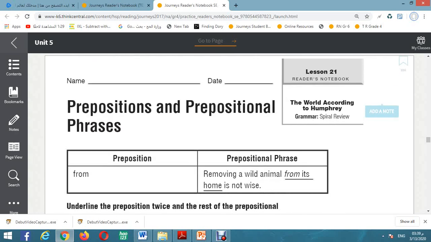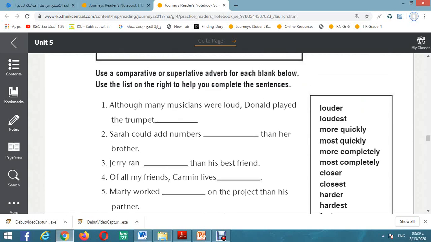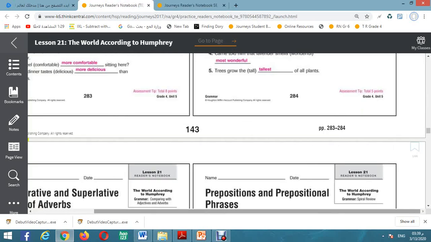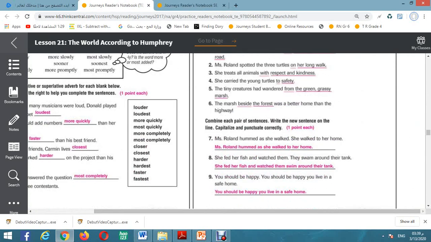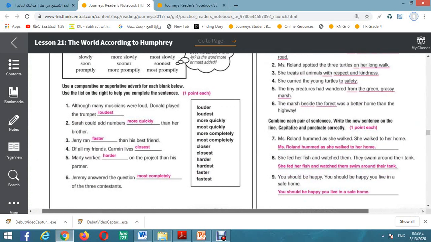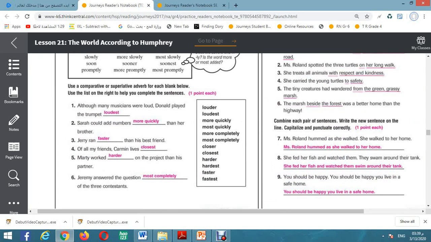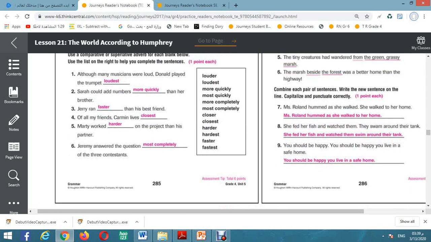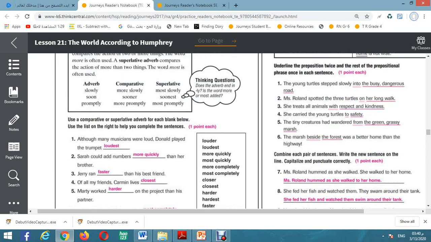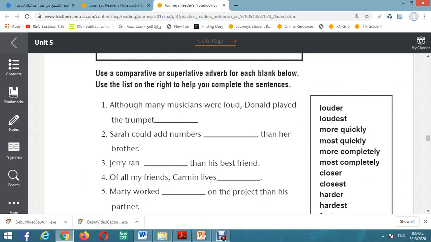Okay, now we have finished the exercise. The answers again to write down. Number one, loudest. Number two, more quickly. Three, faster. Four, closest. Five, harder. Six, most completely.